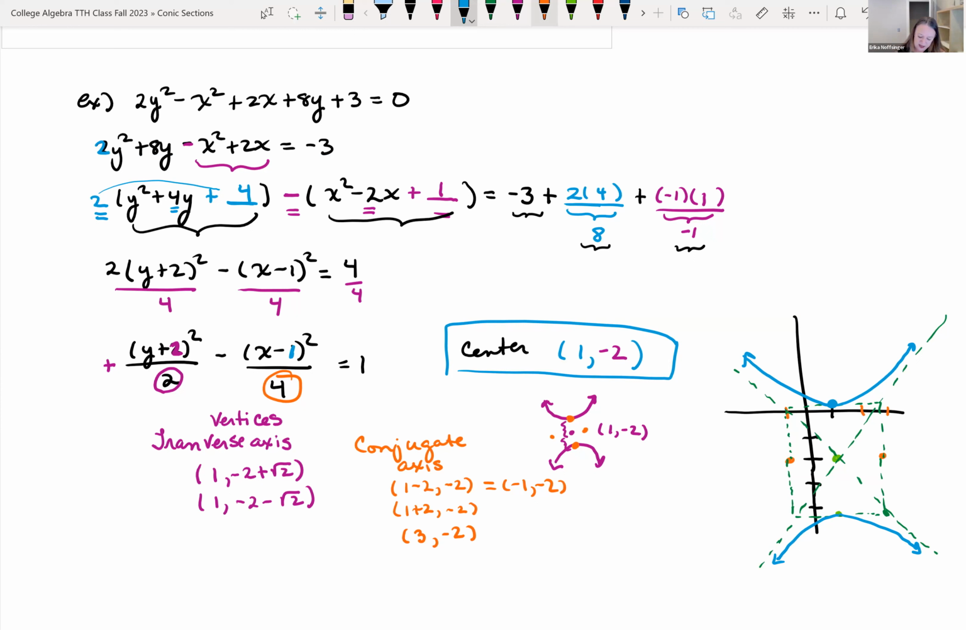If I was trying to find the focus, I would figure out what C is. Focus is always going to be, these parabola shapes are going to be going towards the foci. And I could do that because I know that C is equal to the square root of A squared plus B squared. So C in this case is the square root of 2 plus 4. C is equal to the square root of 6. So from the center, I would go up root 6 and down root 6 to get those foci.